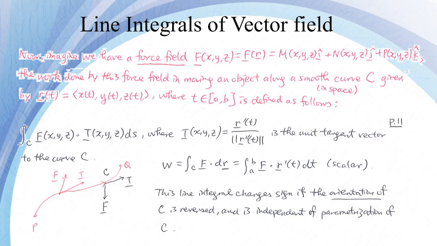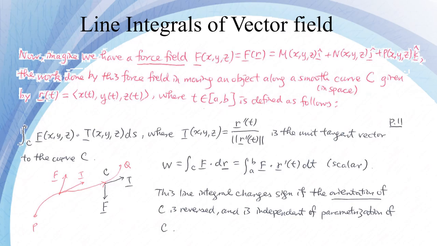Let's imagine we have a force field F of x, y, z, which equals F of r, equals m of x, y, z in the i direction plus n of x, y, z in the j direction plus p of x, y, z in the k direction. The work done by this force field in moving an object along a smooth curve C, maybe in space, where C is given by r of t, which is a vector of x of t, y of t, and z of t, with t limited from a to b.